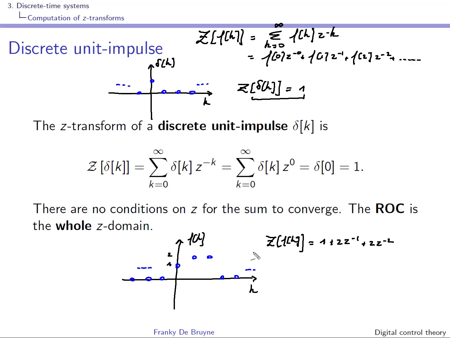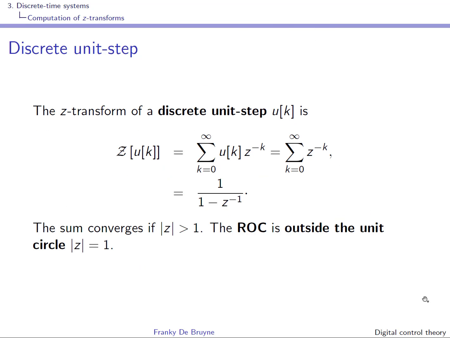So in the exercises that you will have to do, very often, instead of clearly specifying f of k mathematically, it's shown using a plot. Okay, so you have to be able to construct the z-transform, and the easiest thing is just to use the definition. Well, the next function is the unit step.